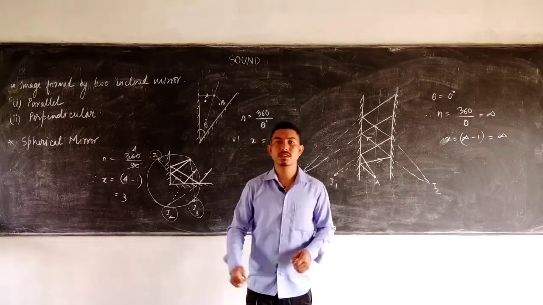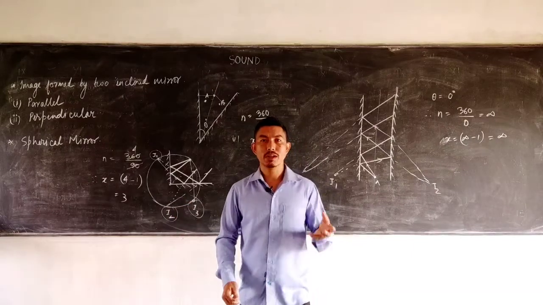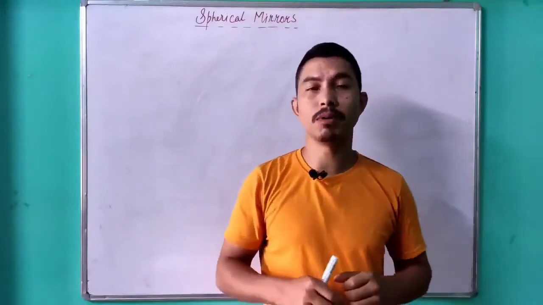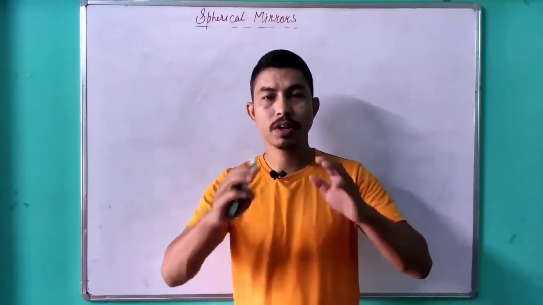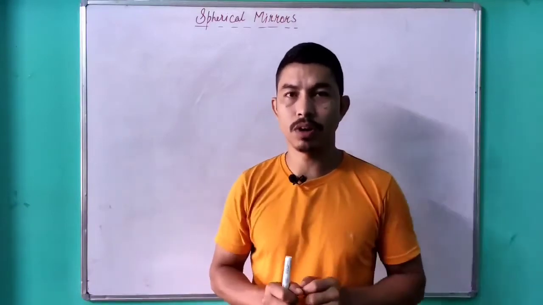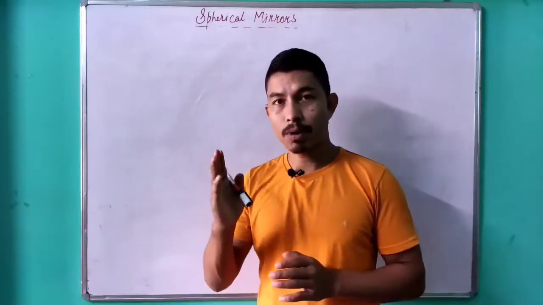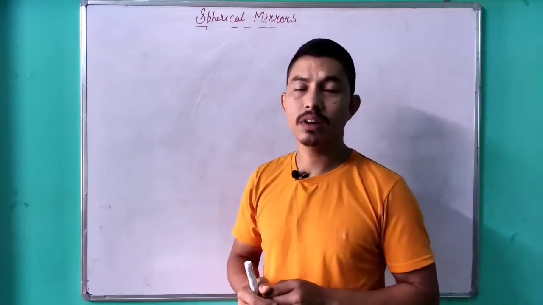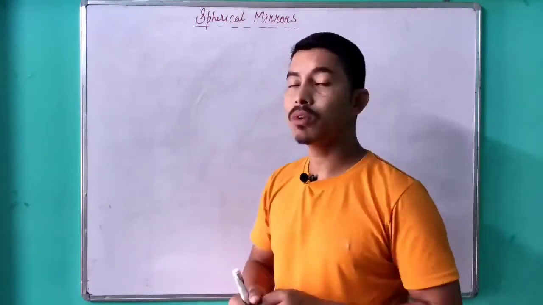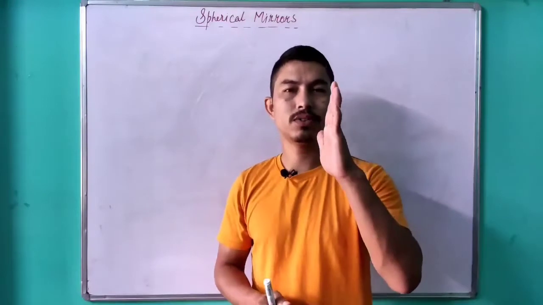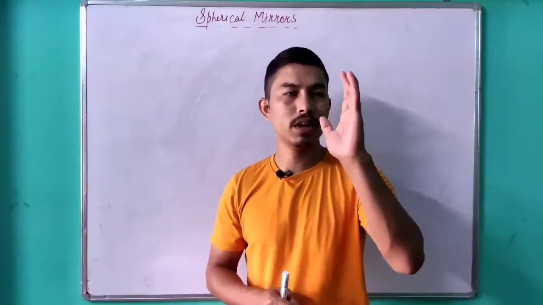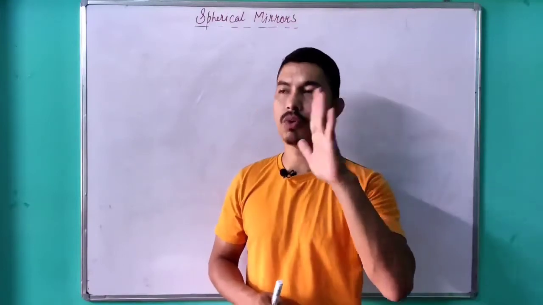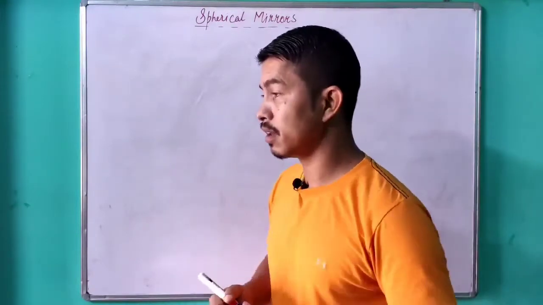Now the second topic is the spherical mirror, which I'll be adding in this video: reflection of light through a spherical mirror. What is a spherical mirror? A spherical mirror is a part of a big hollow sphere, and that part of the hollow sphere acts as a reflecting surface. We already know a plane mirror is a straight, smooth reflecting surface. But if that smooth mirror is curved inward or outward, then it forms a spherical mirror.